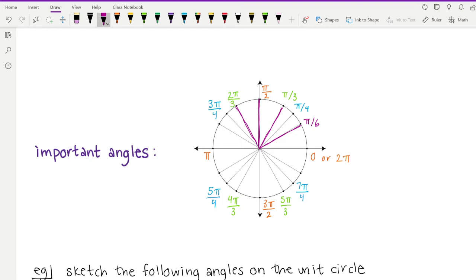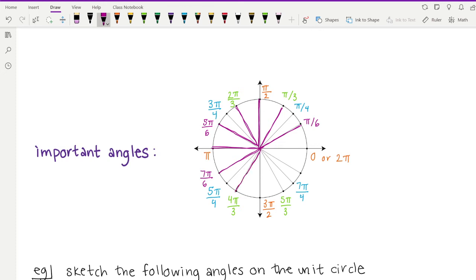So far we have 1, 2, 3, 4 pi over 6. That means that this angle here, which is not labeled yet, is going to be 5 pi over 6. Here we would have 6 pi over 6, so that's the same as pi. Next up, we would have 7 pi over 6. That is not labeled yet, so we can fill that out.